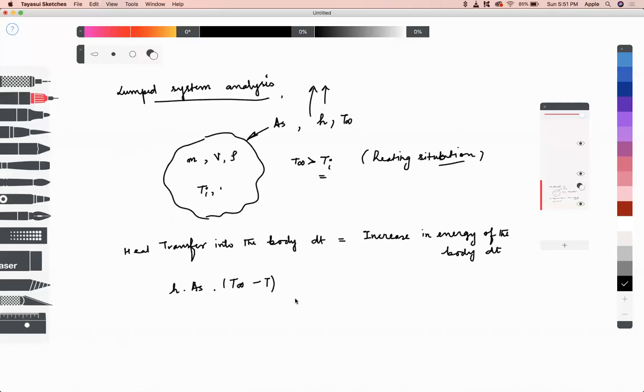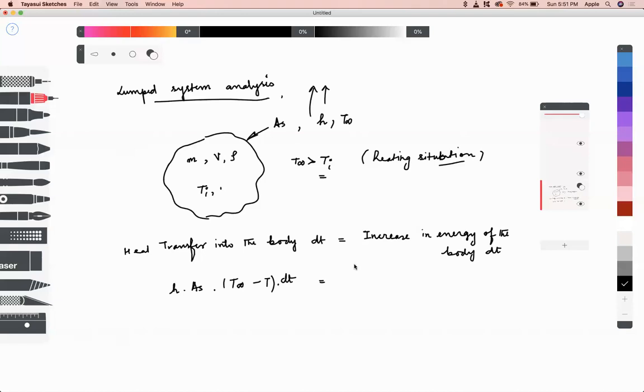Why have I written T infinity minus T? Because after some time dt, the temperature of the body will change from Ti to an unknown, variable temperature T. And this entire thing is in watts. In order to find energy, you have to multiply it with the time interval, that is dt.